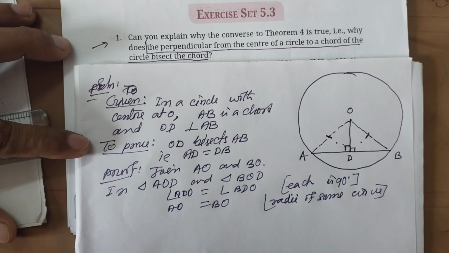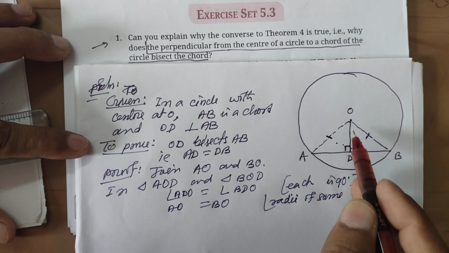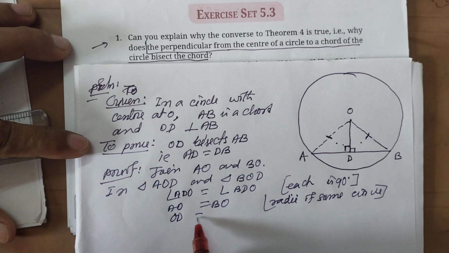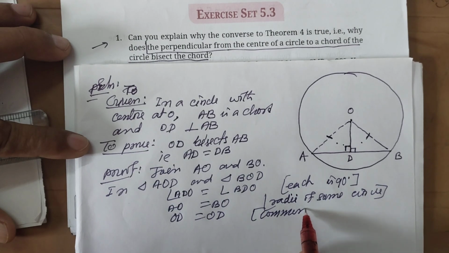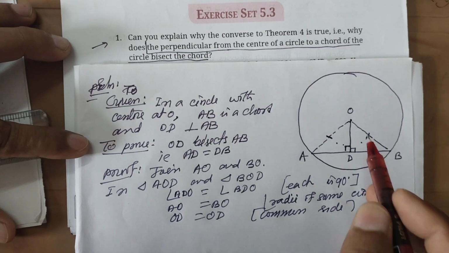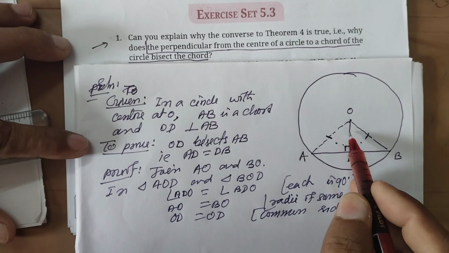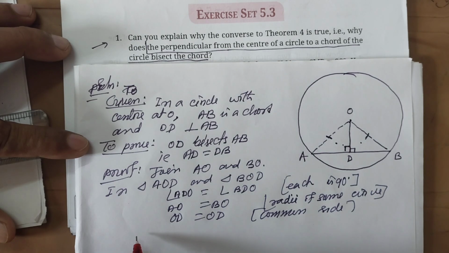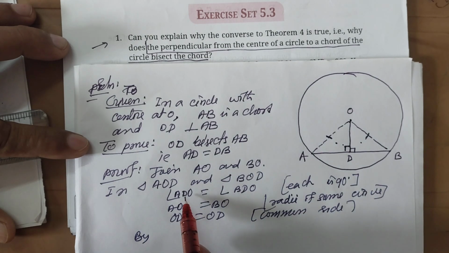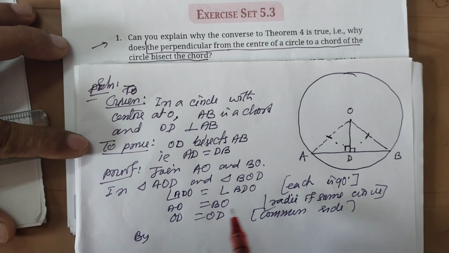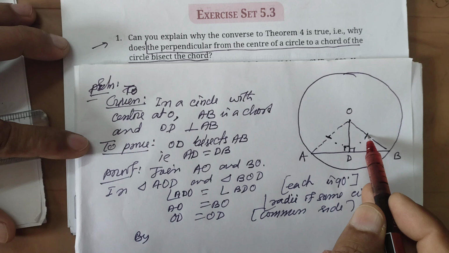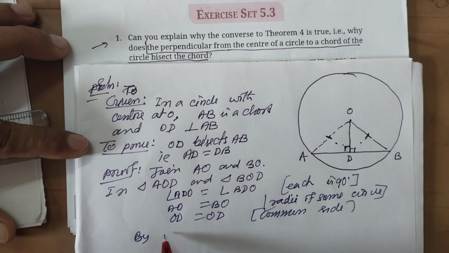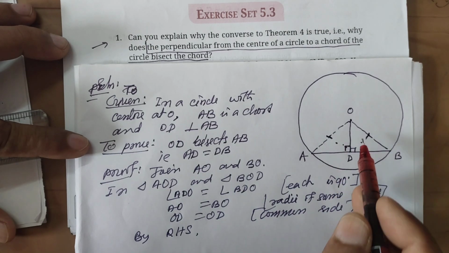Then OD equal to OD, common side for both the triangles. OD is common to this triangle and it is also common to this triangle. So what we are getting here? We are getting right angle equal to right angle and hypotenuse. This is right angle. This is hypotenuse of the two triangles, and OD equal to OD. So you can write by RHS, right angle hypotenuse side, the two triangles are congruent.